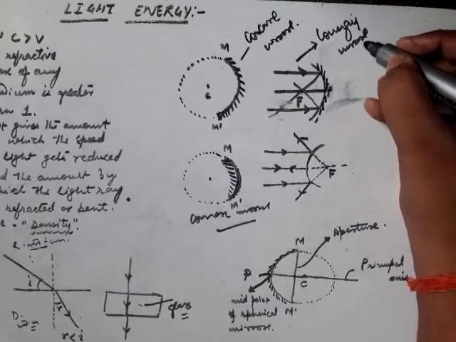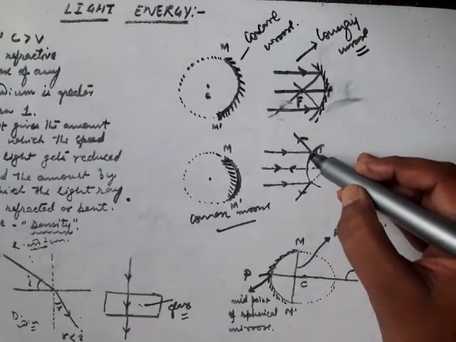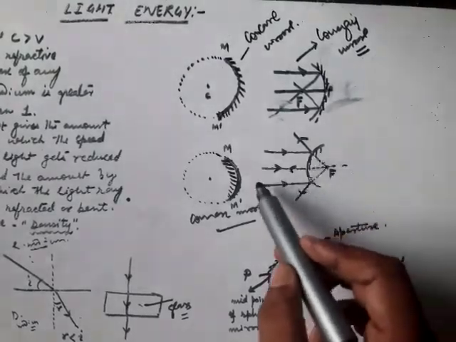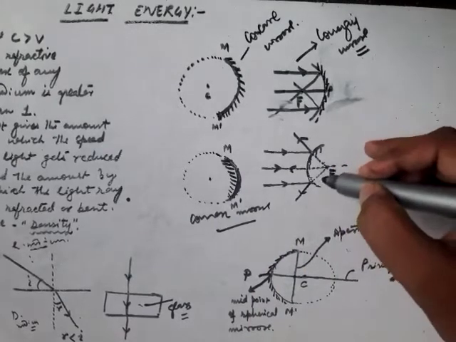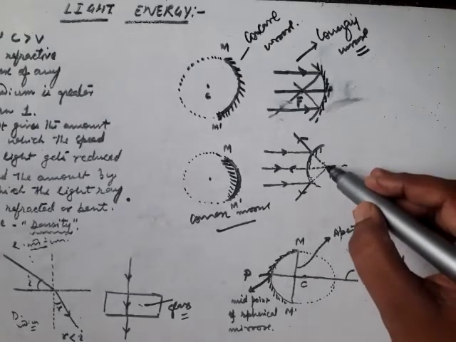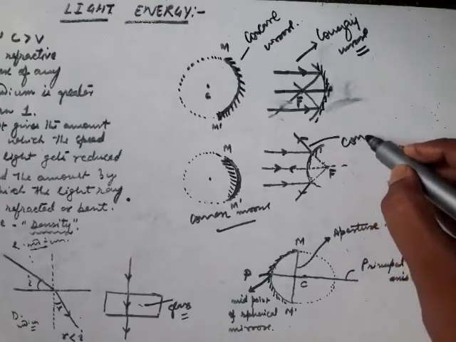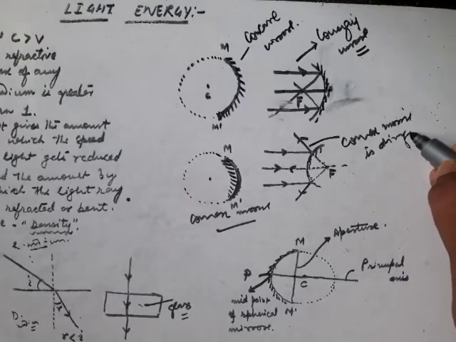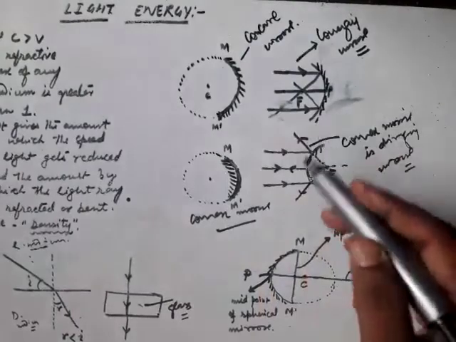Okay, and what happens if we paint just inside and the reflecting surface is outside? Then when a parallel beam of light comes from infinity, it diverges. And if we extend the dotted lines virtually, we get the focus here. So this is called the diverging mirror, meaning the convex mirror is a diverging mirror. Okay, so this is all about the concave mirror and convex mirror.